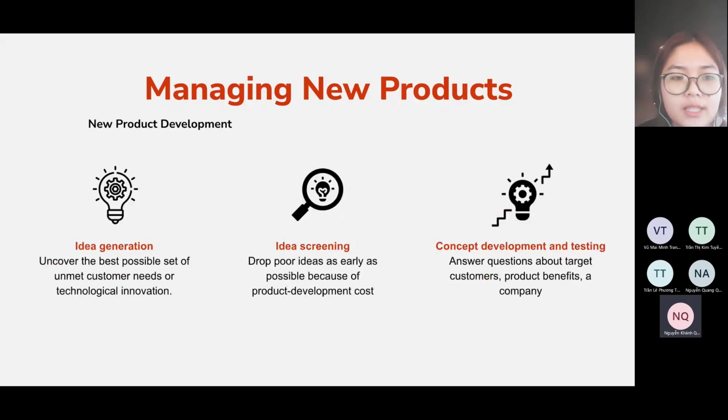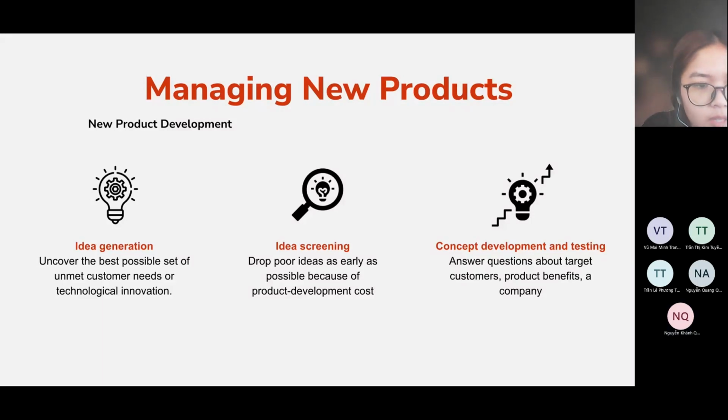After having a set of ideas, we have to drop the poor ideas as early as possible, because you know that each stage of developing a product costs a lot of money. And next is concept development and testing. We have to answer questions about the target customer, the product benefit, and also the company to form several concepts for the product, and then select the most potential one and create a product position map on it, so that we can know where the product is on the market.